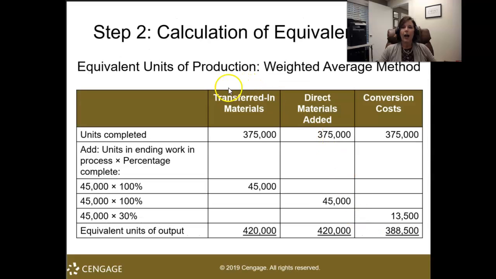Now, breaking this down by materials transferred in, direct materials added, and then conversion costs, you can see that for materials transferred in, 45,000 of the units were 100% complete. Direct materials were 100% complete, but only 30% in terms of conversion costs for that ending inventory.